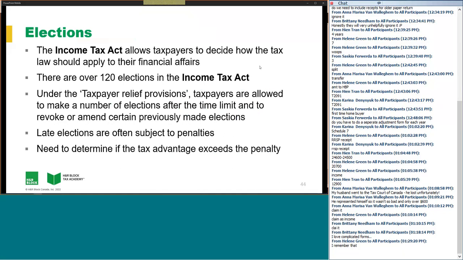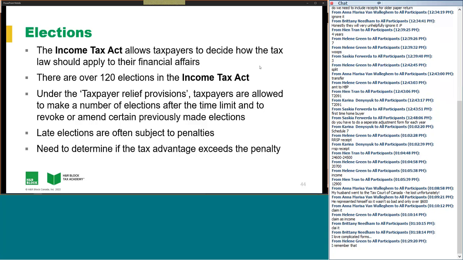Elections, we've talked about elections. The ones we know how to do in this course will be things like split pension. It will be things like principal residence exemption. If you want to elect to make that exempt, these are elections. There are more than 120 that exist in the Income Tax Act. Most of them are in more senior courses. So when we get into capital gains, we have a number of things we can elect to do.